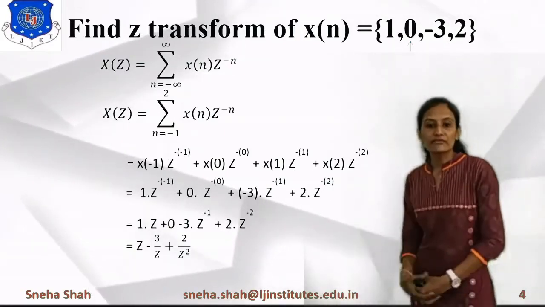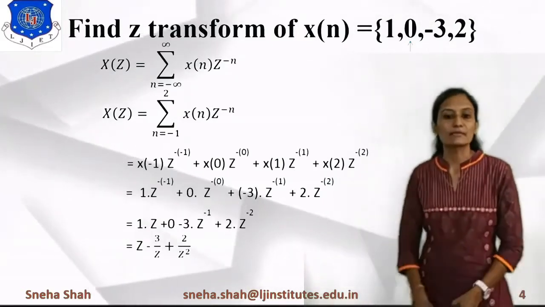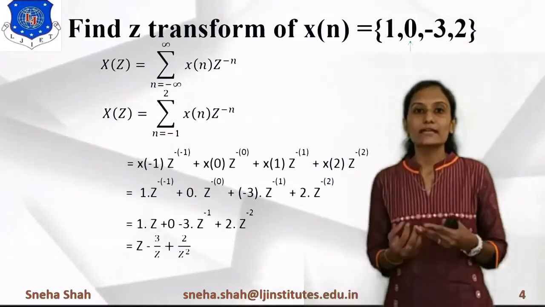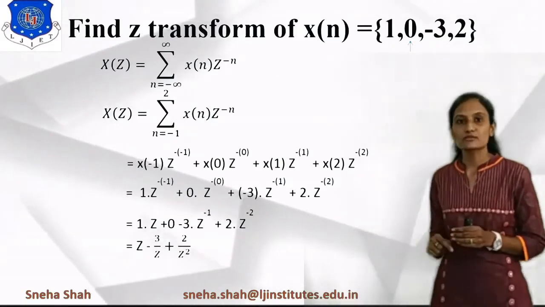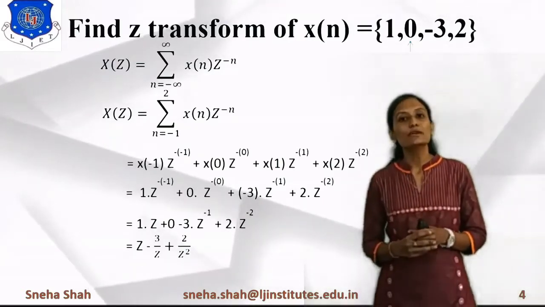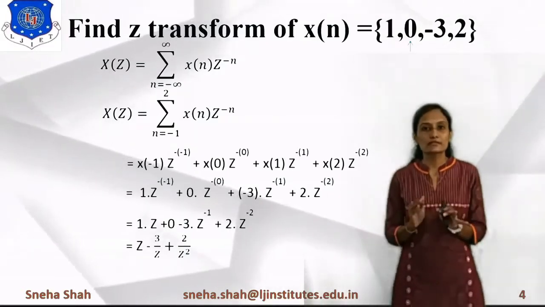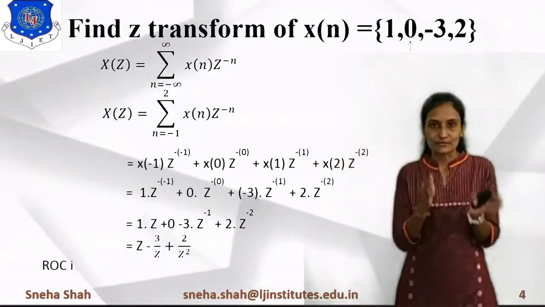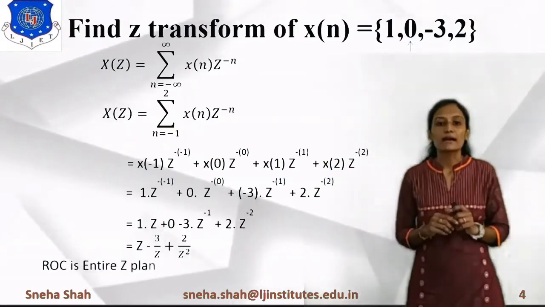Now in this term, if I take z equals 0, then you can see that minus 3 by z means 3 by 0, right? So 3 by 0 gives you an infinite term. Similarly, if I take z equals infinite in this portion, then X of z gives you an infinite term. So these two values are not valid, so we will remove them. So what is the ROC? ROC is the entire z plane except z equals 0 and z equals infinite. So this is your final answer with ROC.